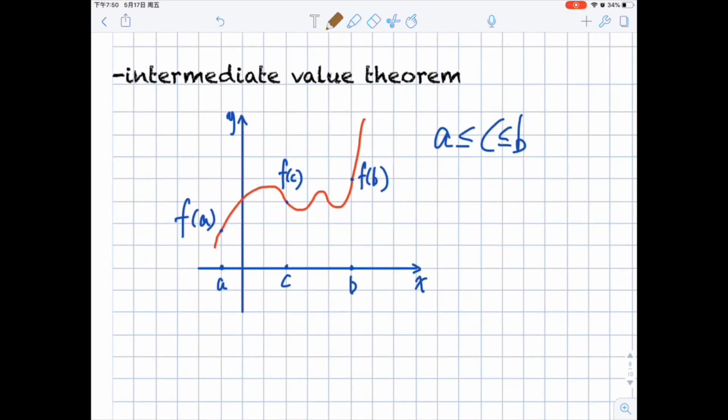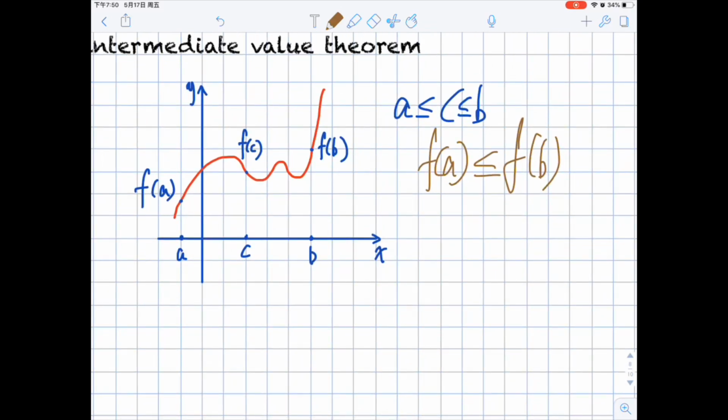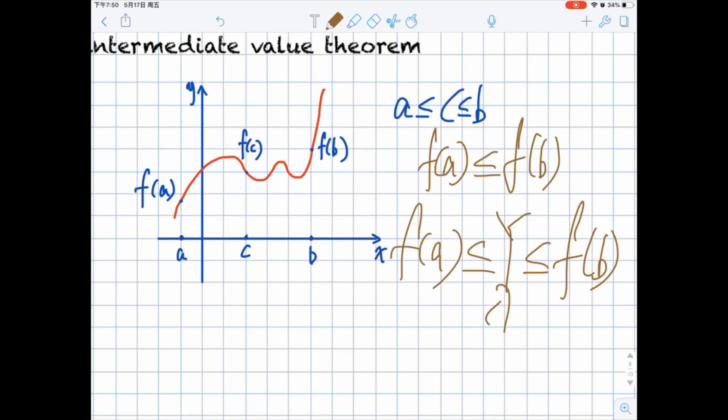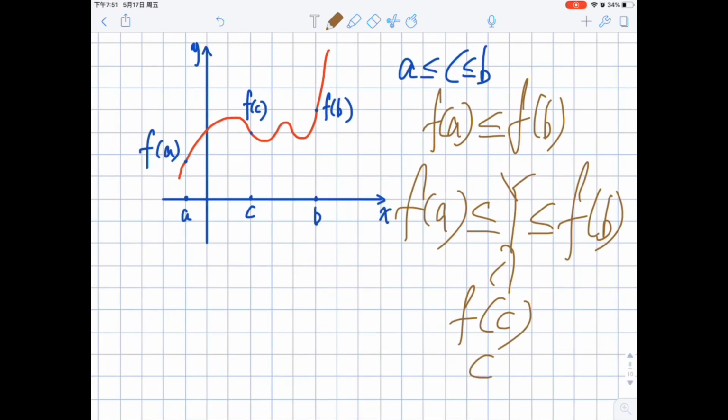And now the intermediate value theorem. So basically what it's saying is, if f of a is less than or equal to f of b, and you take any y in between these, you can always find this y as f of c, where c is in between a and b.